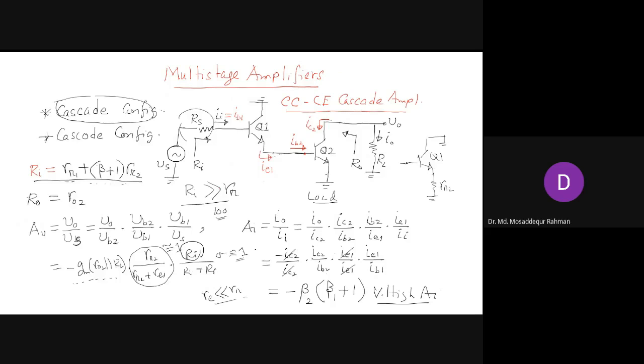Any question, guys? Okay, so we discussed the multi-stage amplifier, the two-stage common collector and common emitter. We will see further modifications and also different multi-stage amplifier circuit examples in our next class.